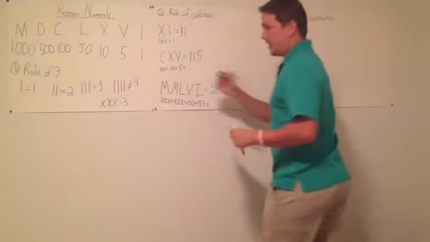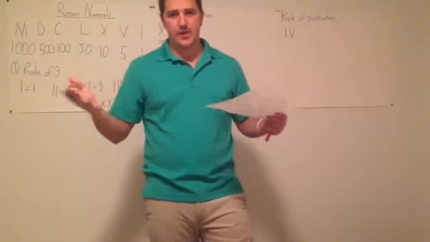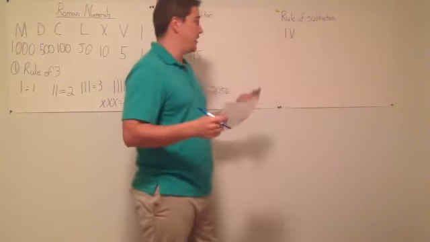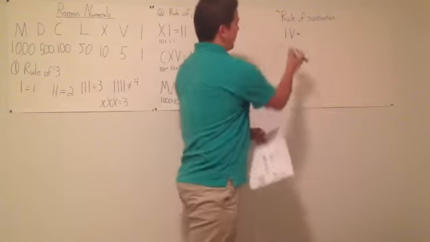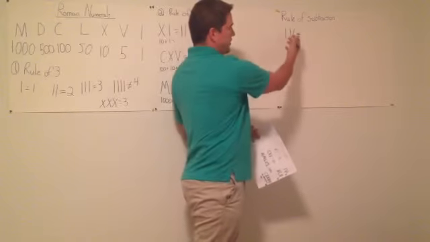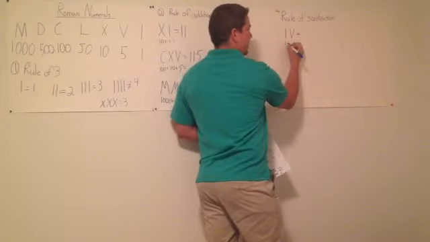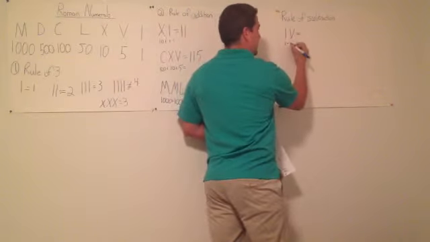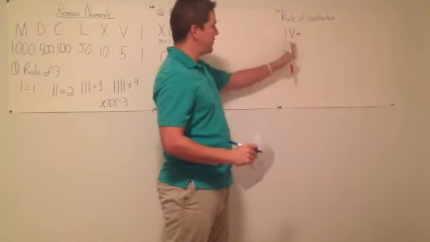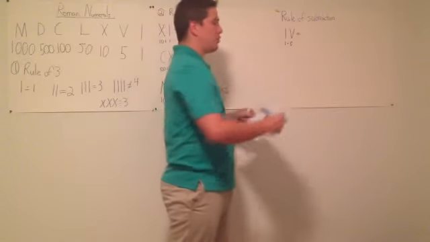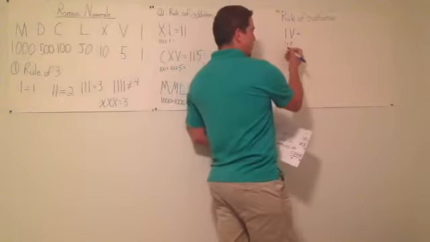I know everybody was wondering, how do we get 4 if we can't have 4 I's next to each other to get 4? Well, this is the way that you would do it with the rule of subtraction. Since the first number is smaller than the second number, you would put the first number, which equals 1, minus 5. And the way you would do that is the order of operations: you do the 5, the bigger number, minus the smaller number. So you're working right to left during the rule of subtraction. So 5 minus 1 equals 4.